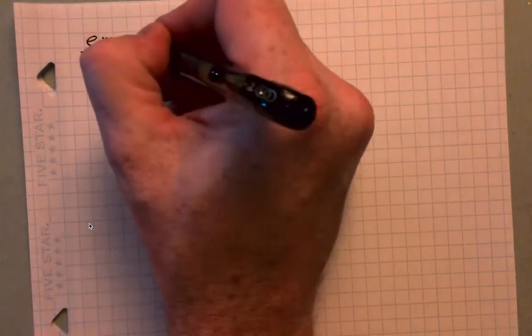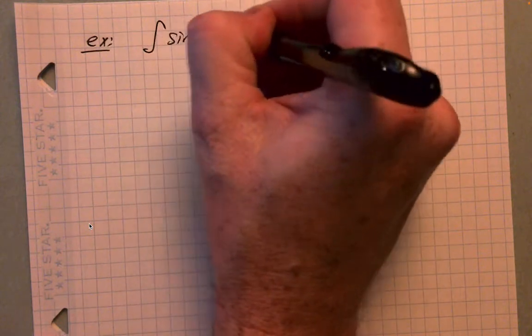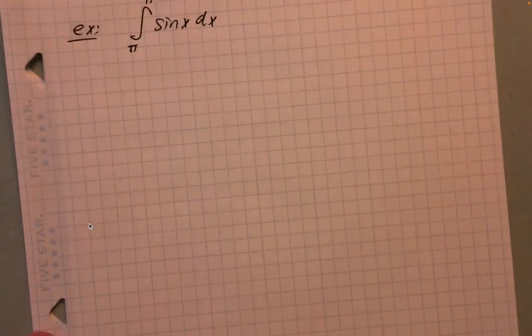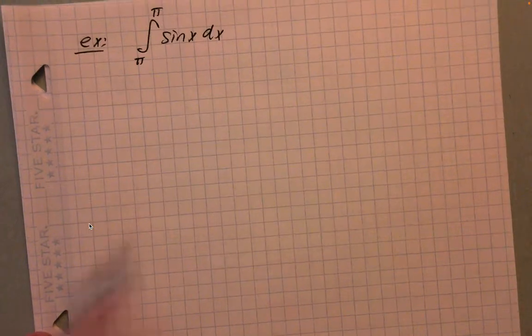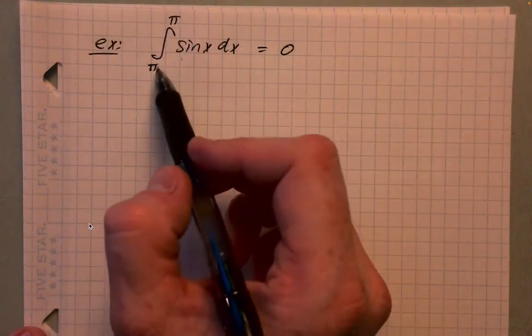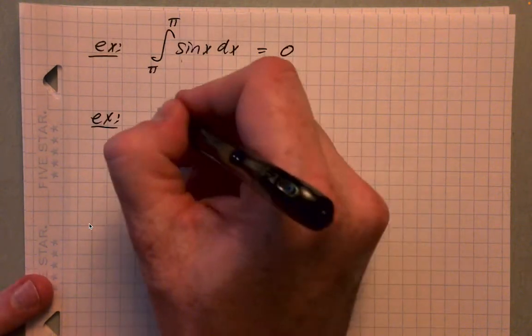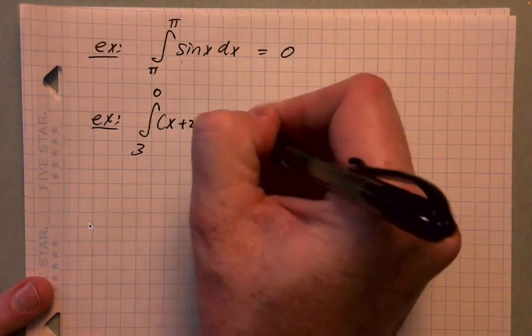Let's do a couple of examples just to iron these out, just to send them home, basically. So evaluate, what about the integral of sine x dx from pi to pi? Well, hopefully we don't have to worry too much about this one, but this one is 0, right? We don't even have to look at the function. It's just pi to pi, it's 0 automatically.